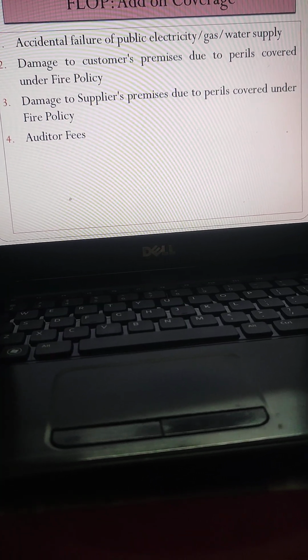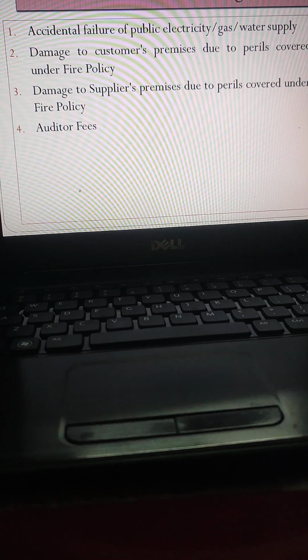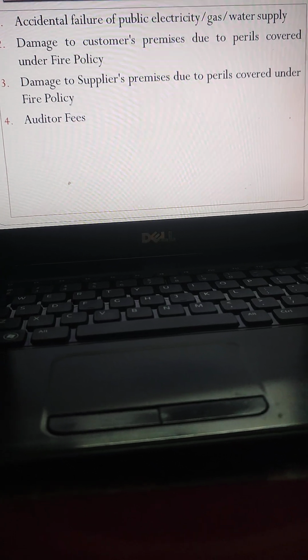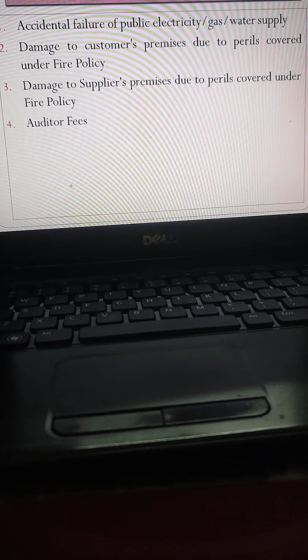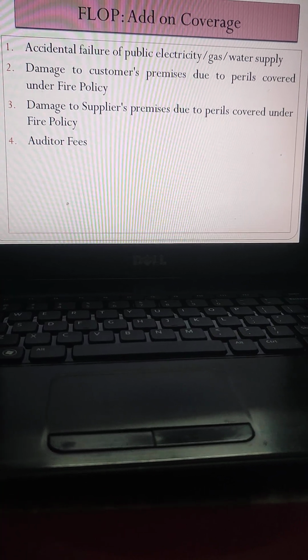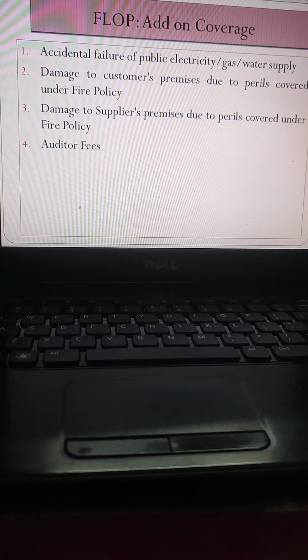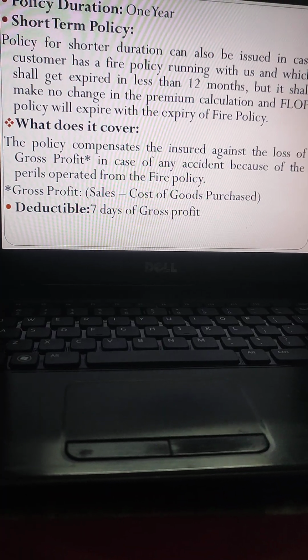As far as add-on covers of the FLOP policy are concerned, there are a few available, like accidental failure of public electricity, gas or water supply, damage to customers' premises due to perils covered under the fire policy, damage to suppliers' premises due to perils covered under the fire policy, and auditor's fee. These are the most important add-on covers. Certain other add-on covers may also be there with certain insurers.